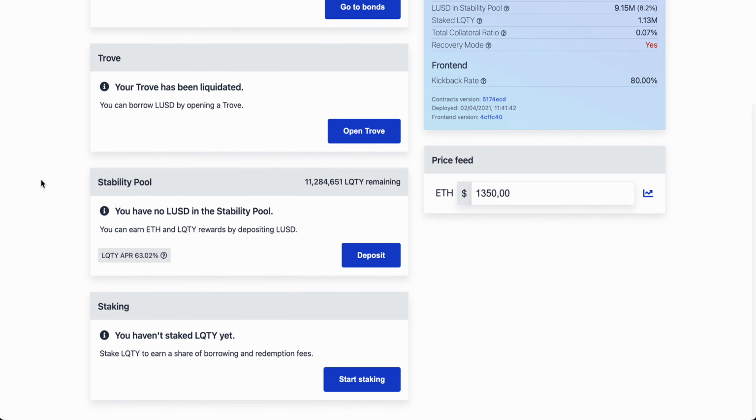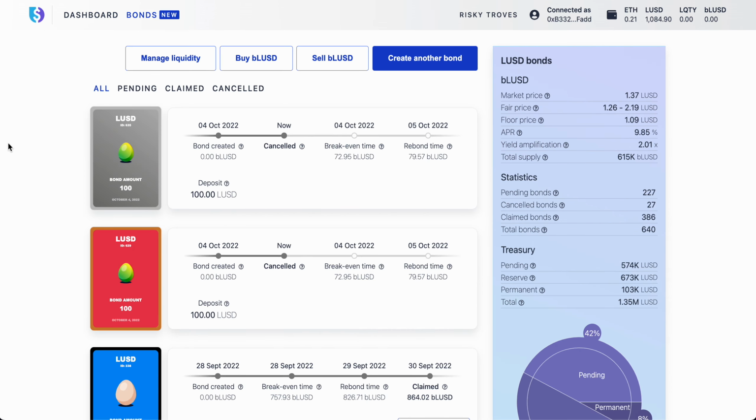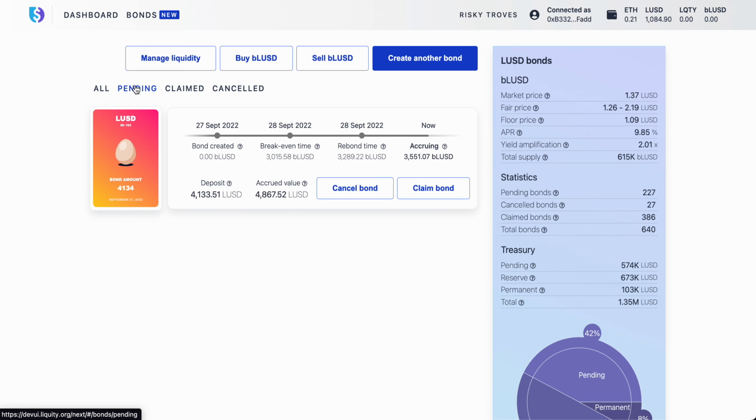So that's the familiar Liquity frontend with borrow, stability pool, staking, stats on the right, and one or actually two changes. The first one is the bonds tab on the top and this bonds panel. So let's head over to bonds and see what happens. Now, since this is a testnet instance, I already created a bunch of bonds. Some of them are pending, others claimed and cancelled, and I'll touch upon that in a second.